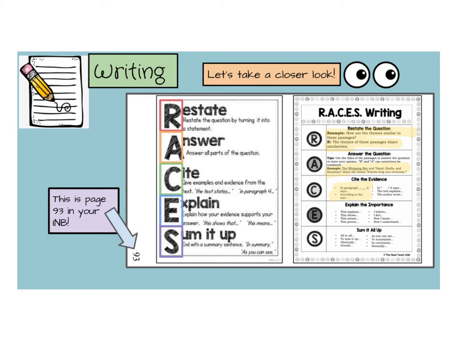Now, growing writers always explain the importance of what their evidence proves. And in this class, we say, this explains or this shows. Those are the two I'd like you to highlight with me. And then lastly, when we write our S in RACES, we sum it up by using words like all in all. I also like in conclusion or to sum it up. I'm going to add in conclusion. All students are updating their notes. This is another way to sum it up.